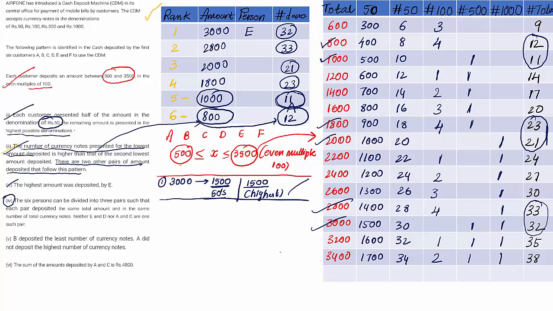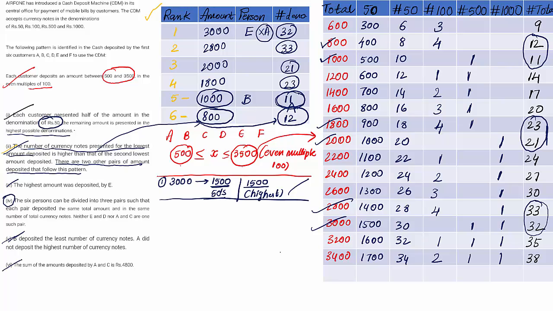Let's go into point number 5. B deposited the least number of currency notes. What is the least number of currency notes we have here? It is 11. So B deposited the least number of currency notes and A did not deposit the highest number of currency notes. So this is not A. Anyways, we got the answer as E. We'll not consider that point now.